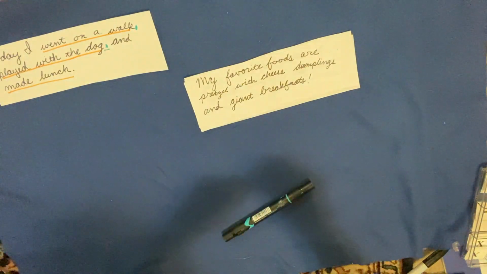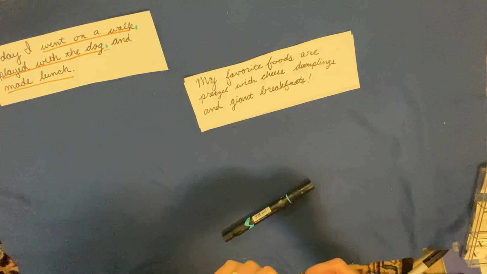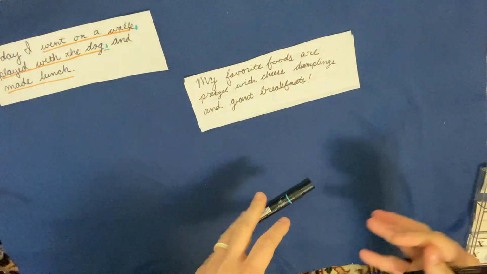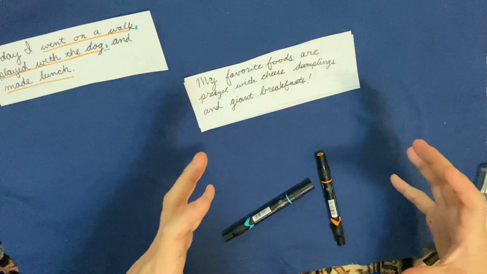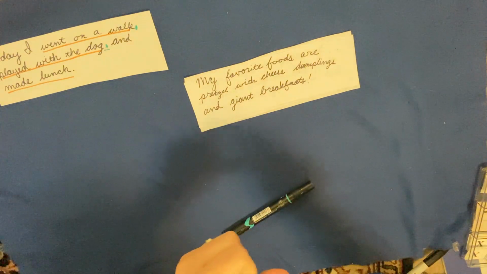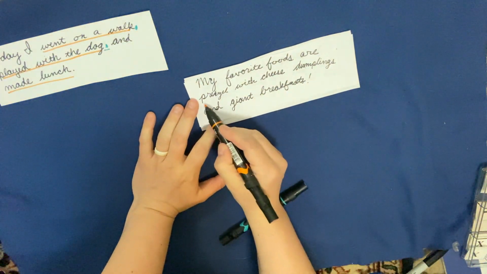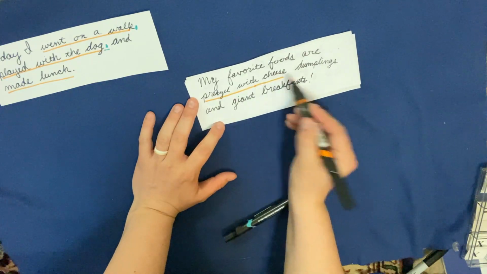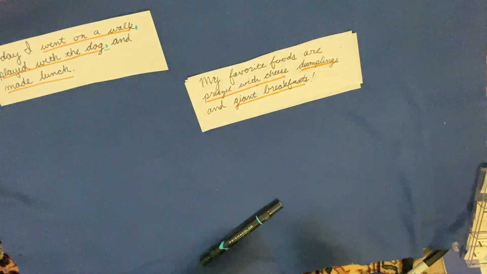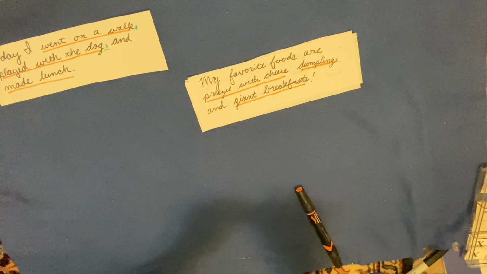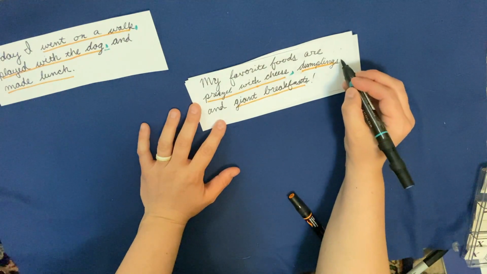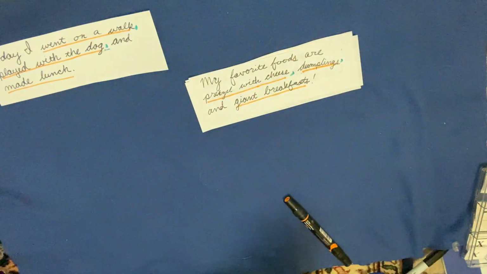Let's take a look at this. My favorite foods are pretzel with cheese, dumplings, and giant breakfasts. I know that's not one kind of food, necessarily, like pizza, but giant breakfasts are one of my favorite things in the entire world. So let's see how many things I have here. Pretzel with cheese, dumplings, and giant breakfasts. Again, I have three things, so I need to put a comma between these things. My favorite foods are pretzel with cheese, comma, dumplings, comma, and giant breakfasts. Cool.